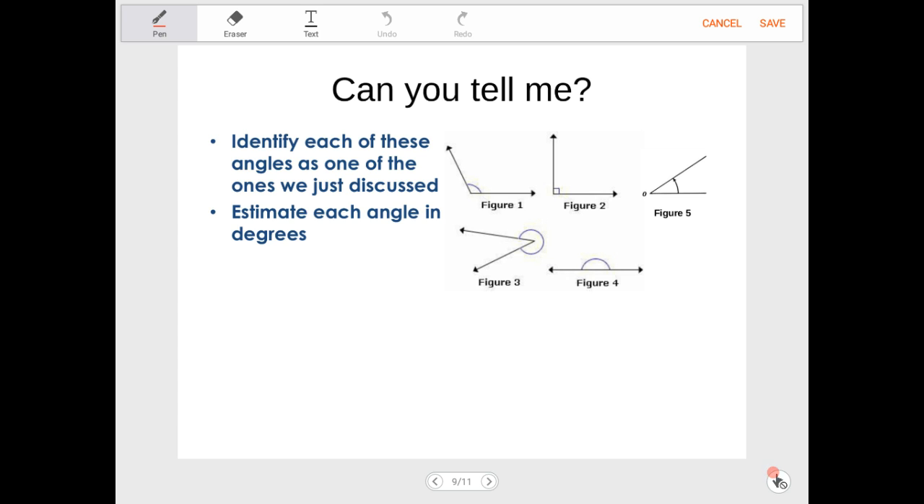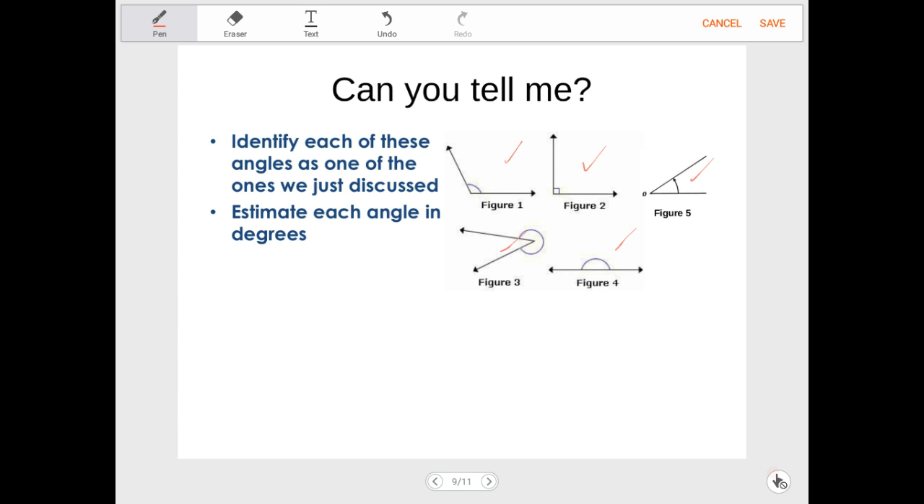If you look at these, you should be able to, using what we have so far, identify the type of angle, okay? I don't really think I need to go over these too much, but figure 1, you should be able to figure out. That should be an obtuse angle. Figure 2 should be a right angle.